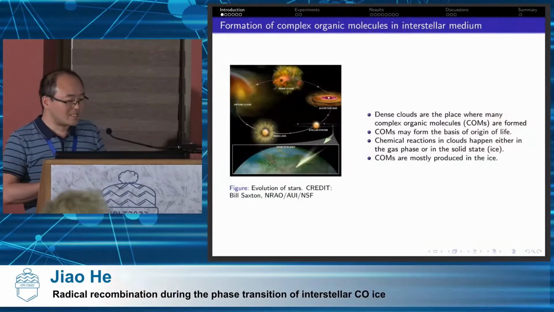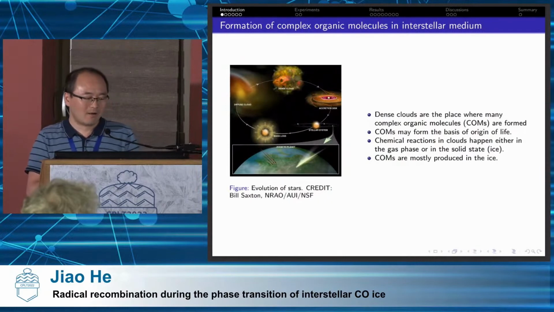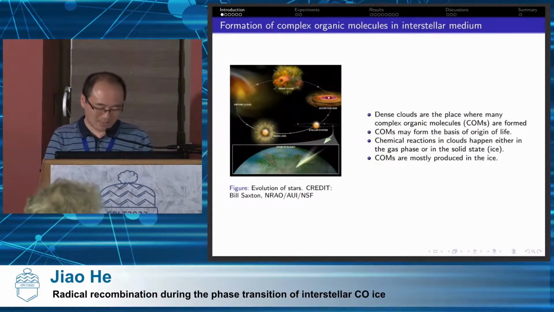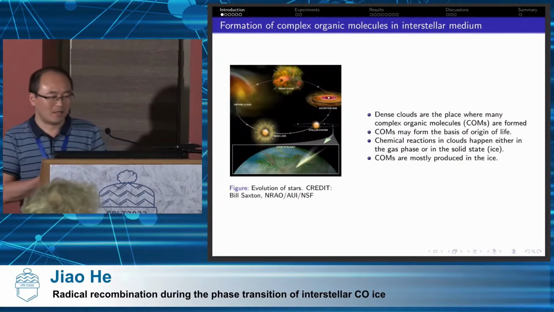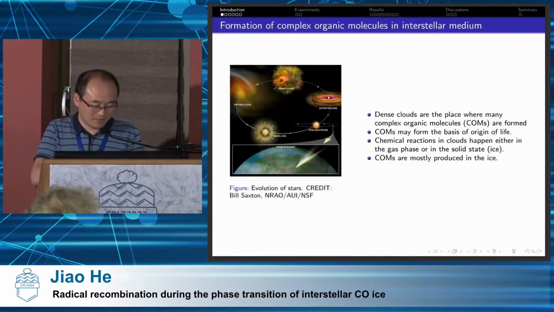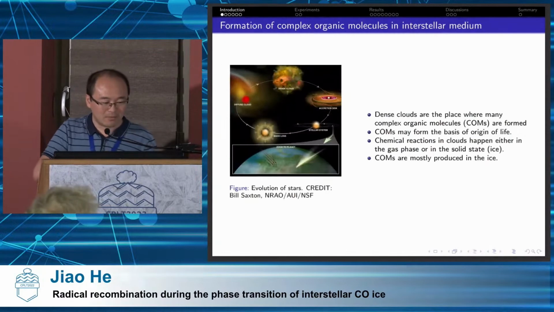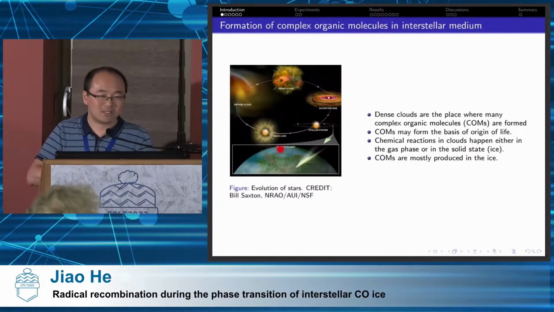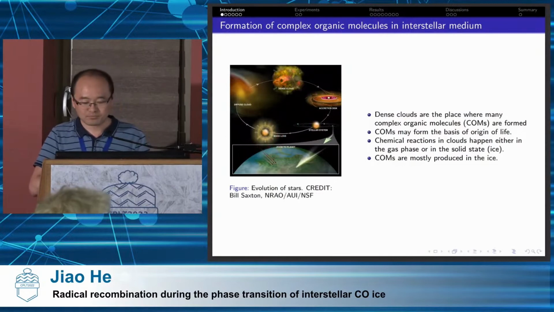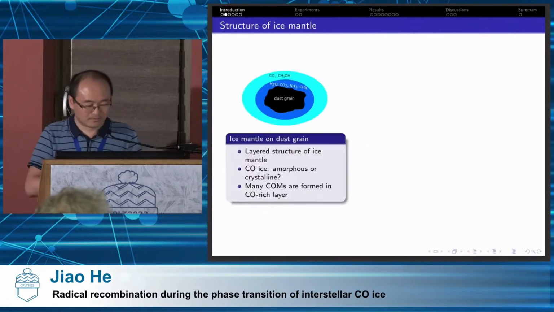So, dense molecular cloud is the place where many complex organic molecules are formed and also identified in space. And if these COMs somehow survive the star formation cycle, then they may be delivered to the solar system and the planets like the Earth, so that forms the basis of the origins of life. So my talk will mostly focus on how the COMs are formed, the mechanism of their formation.